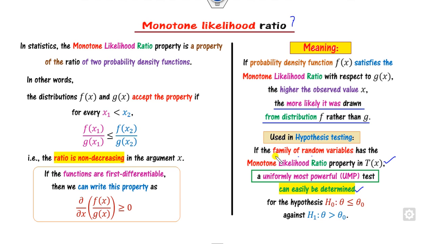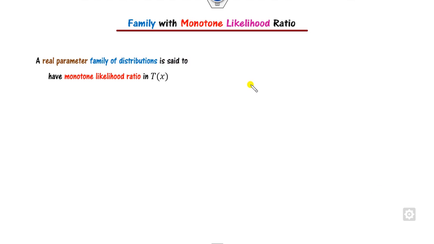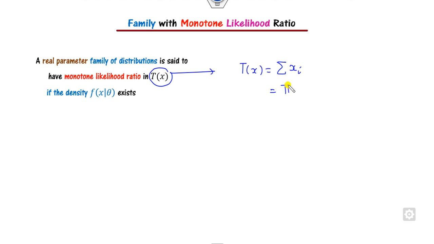Now here there is one term which I use again and again, that is the family of the distribution. What is the meaning of the family of the distribution of MLR? Any real parameter family of distributions is said to be monotone likelihood ratio in T(x), where T(x) is a function of x. It can be the summation of the xi's, the product of the xi's, the log of the xi's, or anything else. It must be a function of the xi's.